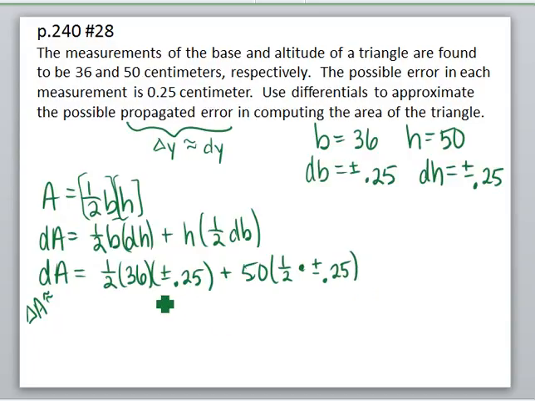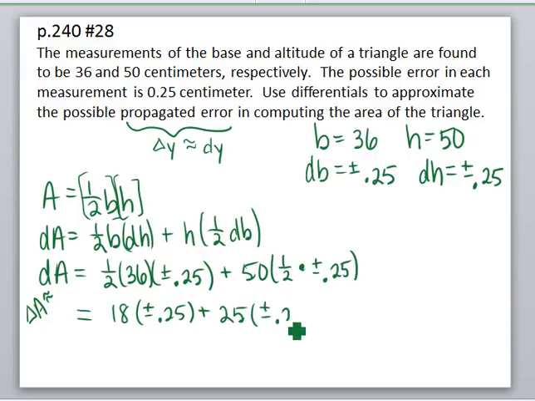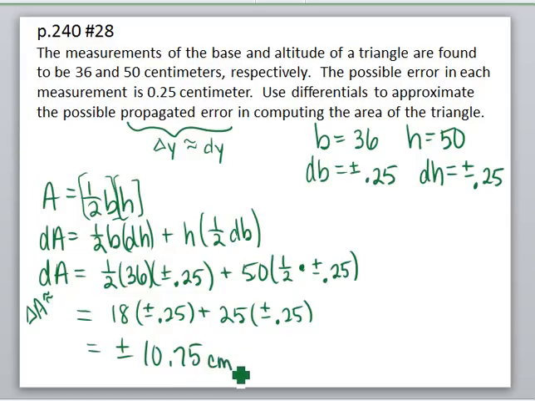When I type all this in a calculator, I would get 18 times plus or minus 0.25, plus half of 50 is 25, times plus or minus 0.25. This will give me the answer of plus or minus 10.75 centimeters squared.